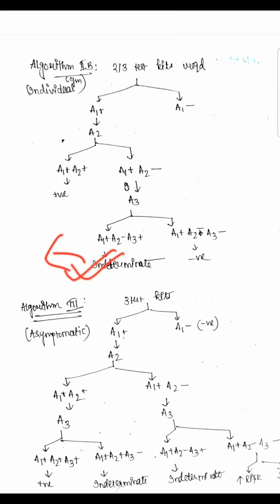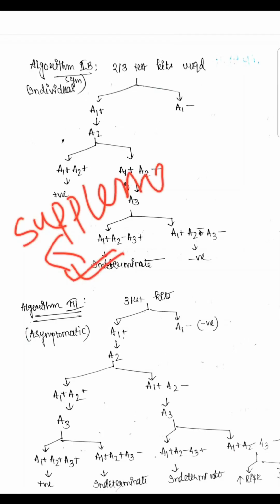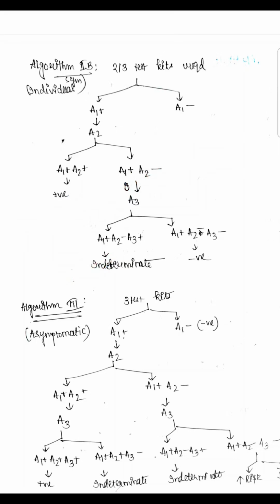Now we will go for the supplemental or the confirmatory test. Okay. Here this is the indeterminate result. And if A2 is also negative, A3 is also negative, then there was some ambiguity in the A1. So definitely the test is negative. So there is an indeterminate and a negative test.